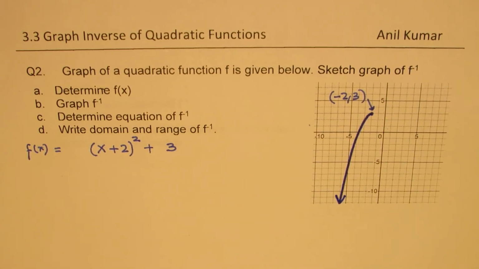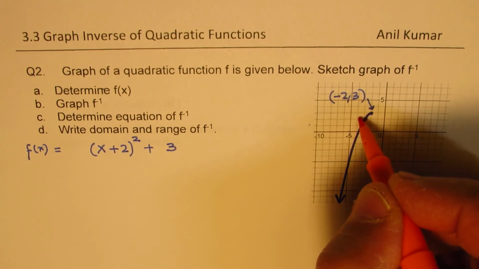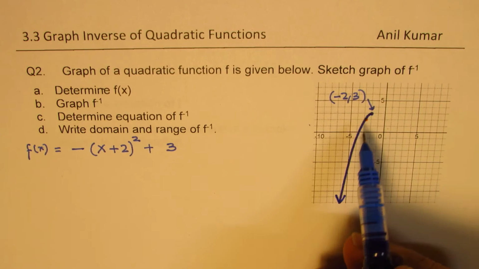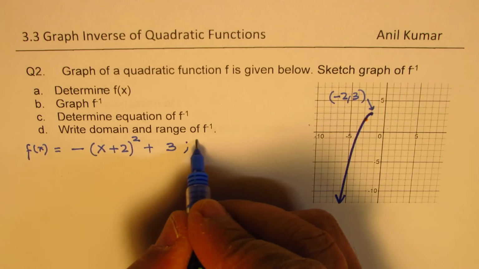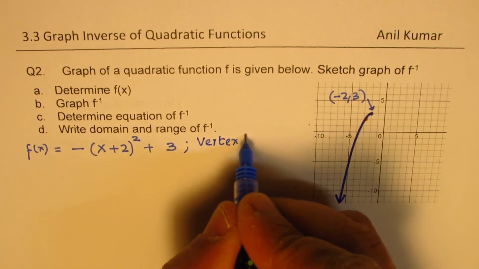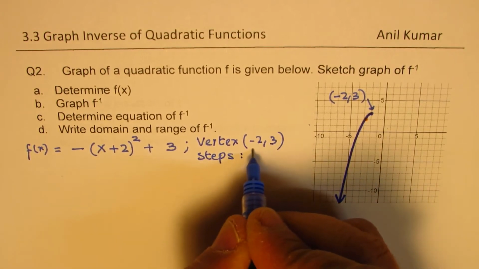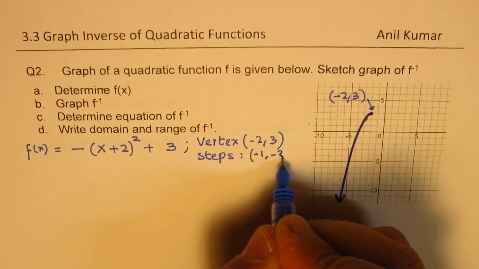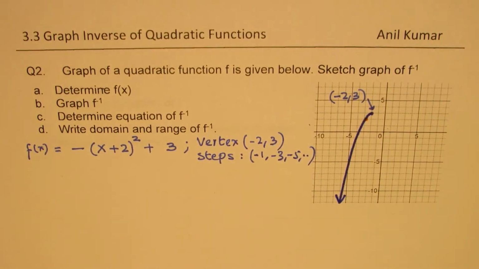If I move 1 unit to the left in this case, we are going 1 down, and second unit, we are going 3 down. So the steps are 1, and therefore, it is just minus. Is that clear to you? So from these steps and from the vertex, we have found, right? So we have the vertex, which is minus 2, 3, and we have steps, which is minus, I'll write minus 1, minus 3, minus 5, and so on. So we get this minus 1 here. Is that clear to you, right?